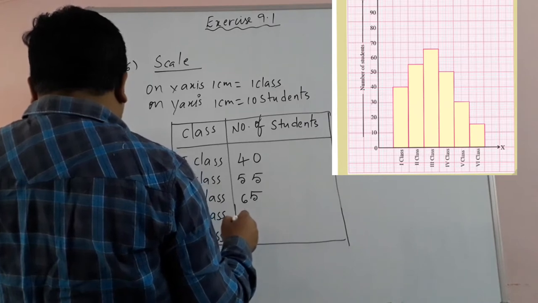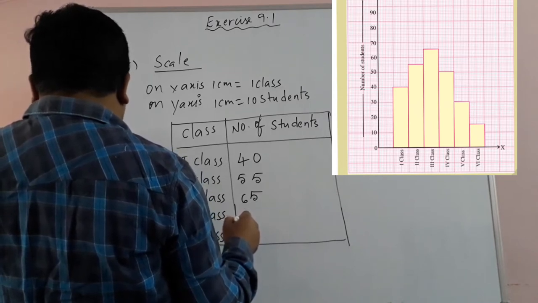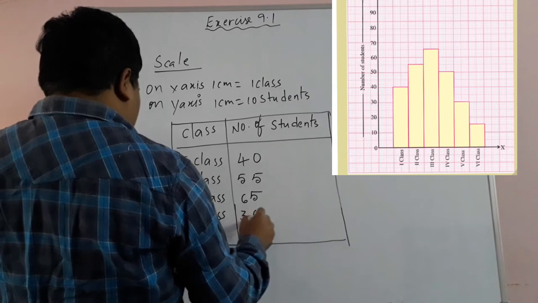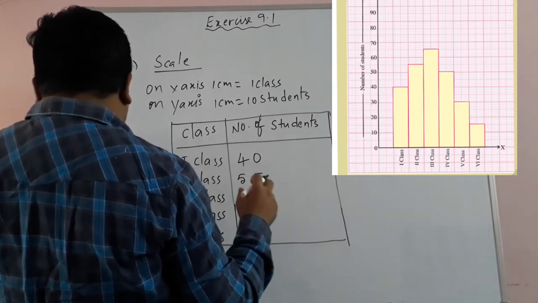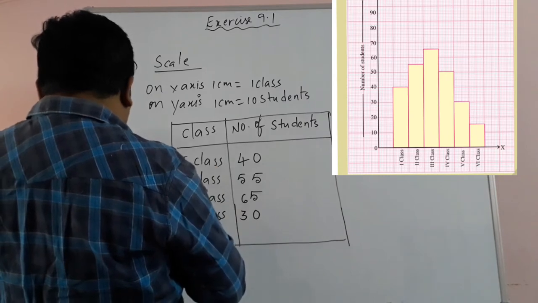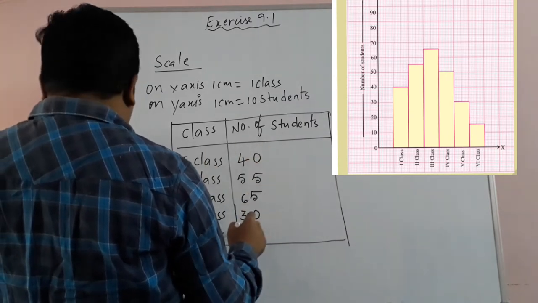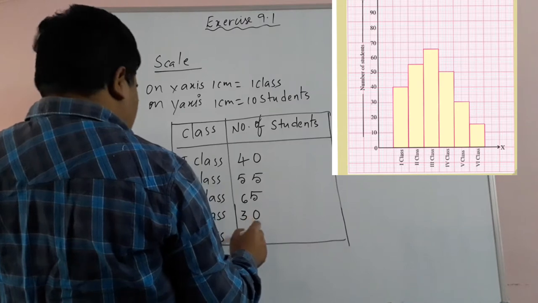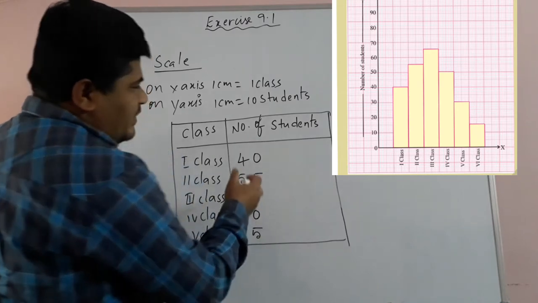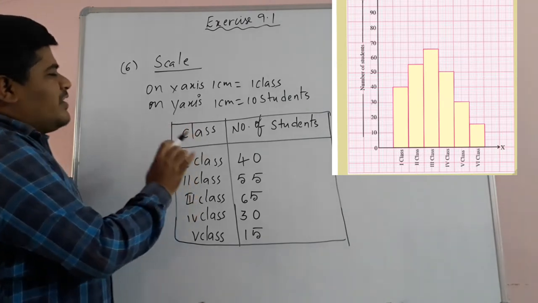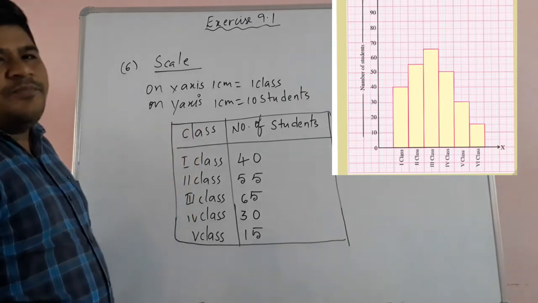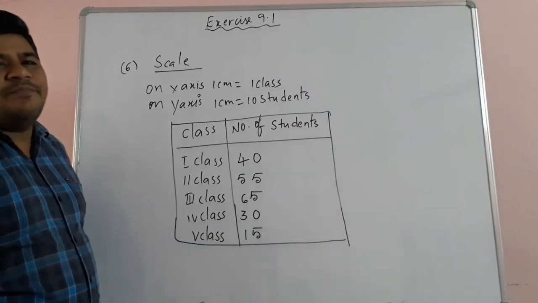In the fourth class how many students are there, children? 30. In the fifth class how many students are there? 15. It's a line between 10 and 20. Exactly, it is coinciding with the middle line. So that is 15, children. That is 15. Okay now. So like this, we can draw the frequency distribution table for this data from the graph. Now children, let's see the next problem.